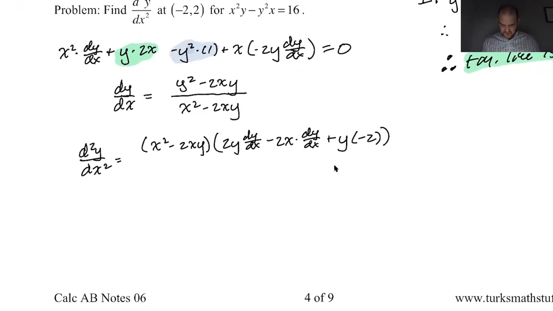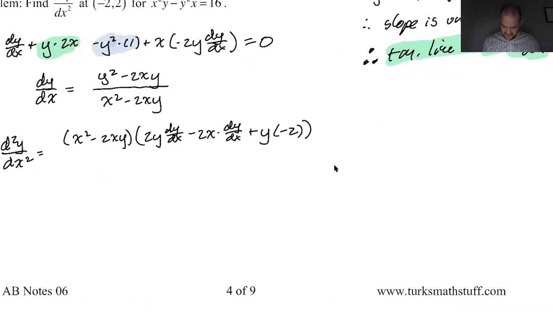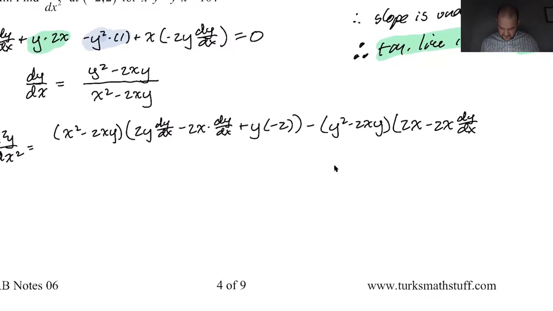Okay, that was bottom times derivative of the top. And now minus top, 2xy, times derivative of the bottom, which is 2x. And then it's product rule again. So it's first times derivative of the second. Am I even going to fit this? Plus second, which is, oh, never lose your train of thought while you're doing a quotient rule problem.